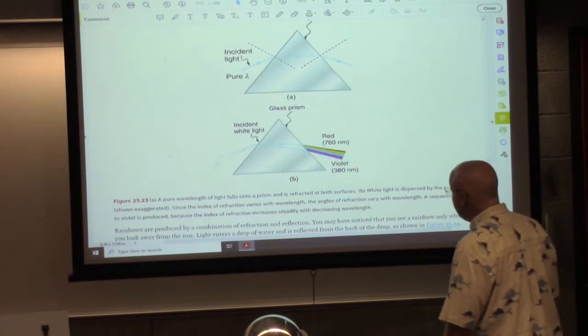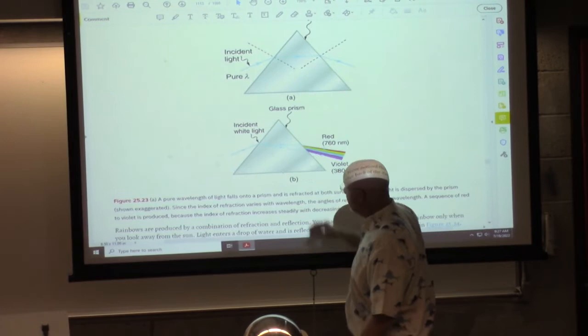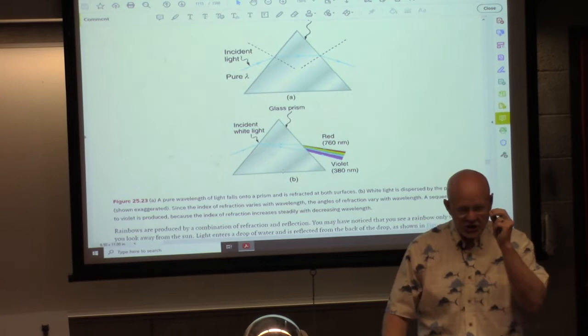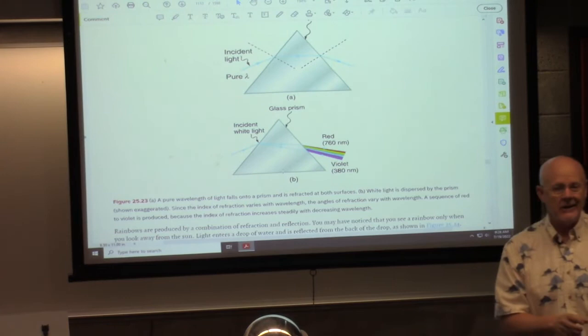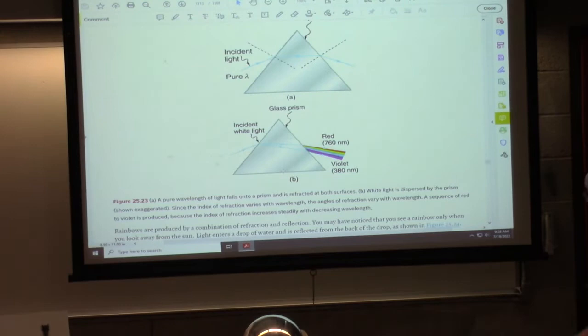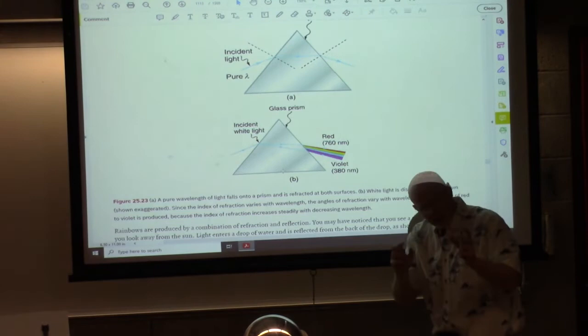So if we start with white light and we send it to the prism, they're all going to bend roughly the same amount, but violet will bend just a hair more. That's dispersion. That is saying that the index, or the slowing down of violet light, is a little bit more than the slowing down of the red light. And so that's why you'll see violet here, red over here, and green and yellow in the middle.